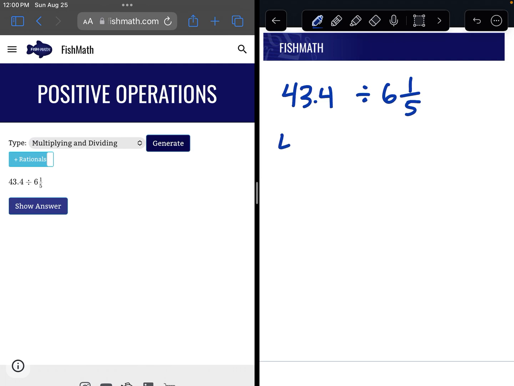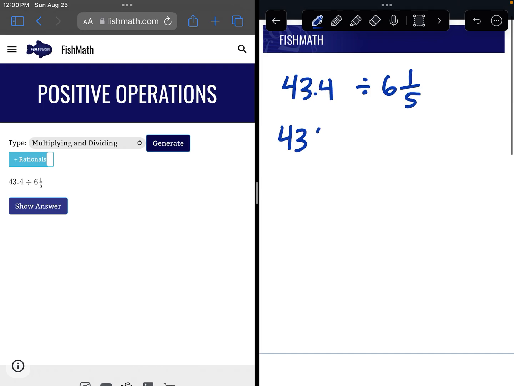So let's make 43.4 into 43 4/10, which is the same thing as 43 2/5 if I wanted to simplify that fraction, not that it really needs to be. And then if I want to divide that by 6 1/5, I'm going to use rules about dividing fractions. But first I'm going to make this into an improper fraction because that will make this a whole lot easier.